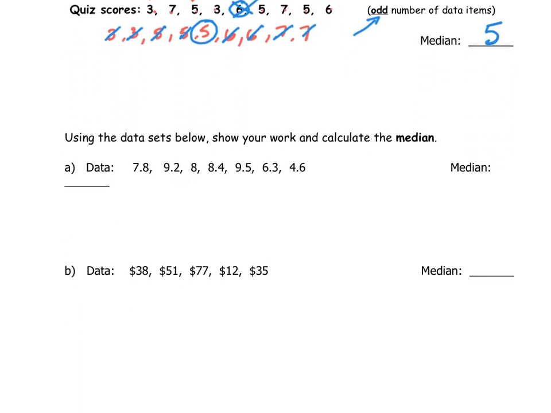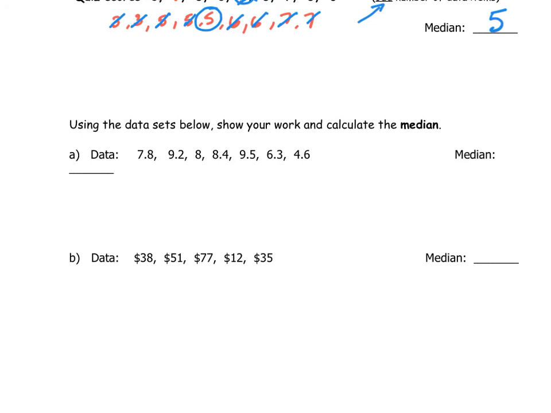So now let's look at the examples. You're going to be given 2 examples, and it says, using the data sets below, show your work and calculate the median. And this line should probably be over here. Whoops. So we'll draw that over here instead. Your answer will place it here. So I'd like you to take a moment and put the data in order.